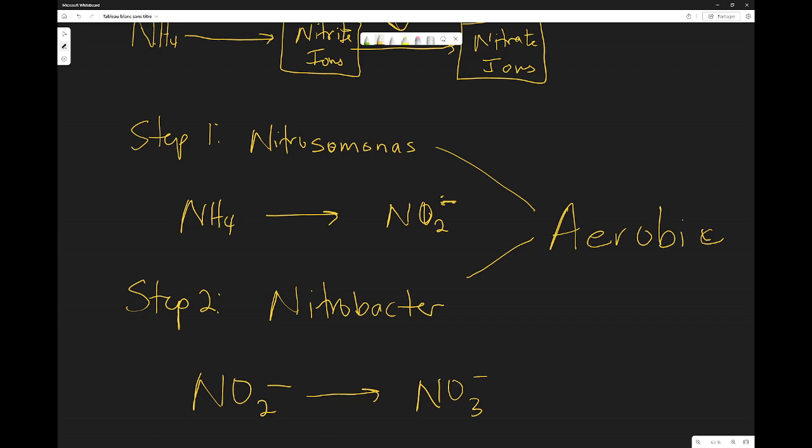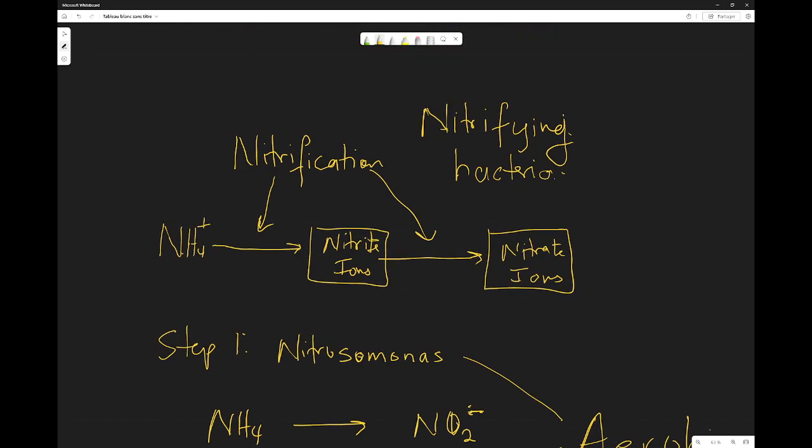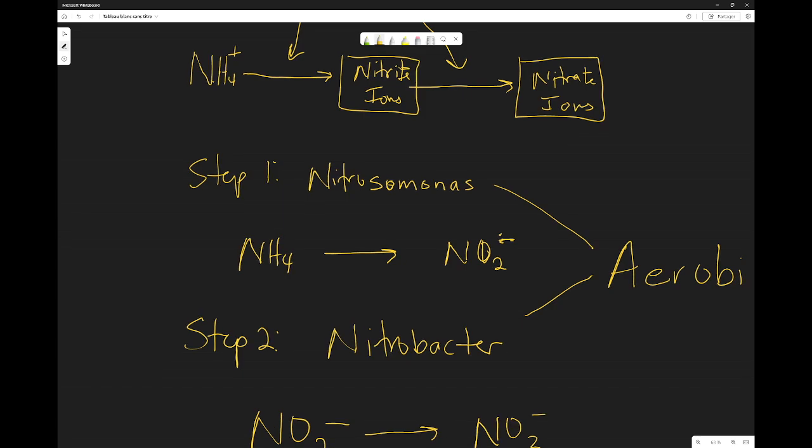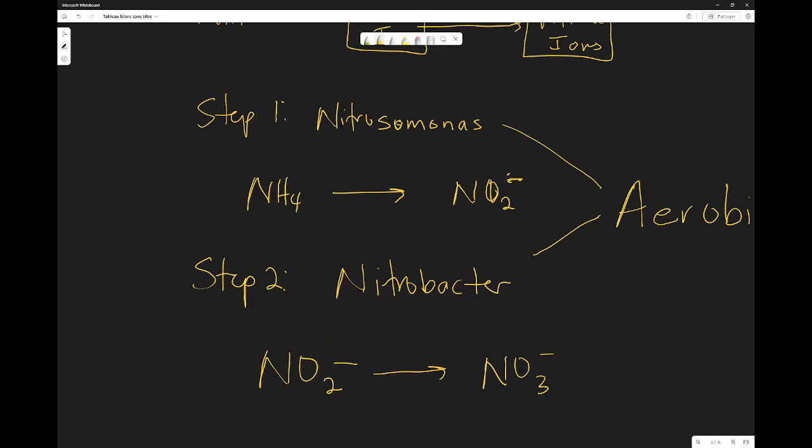So Nitrosomonas and Nitrobacter can work swiftly and effectively in nitrification. So nitrification is the oxidation of ammonium to nitrites, then from nitrites to nitrates. And this happens with nitrifying bacteria from the genus Nitrosomonas and Nitrobacter. And that would be it.